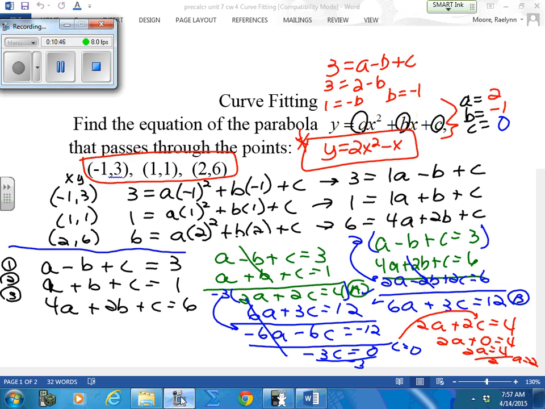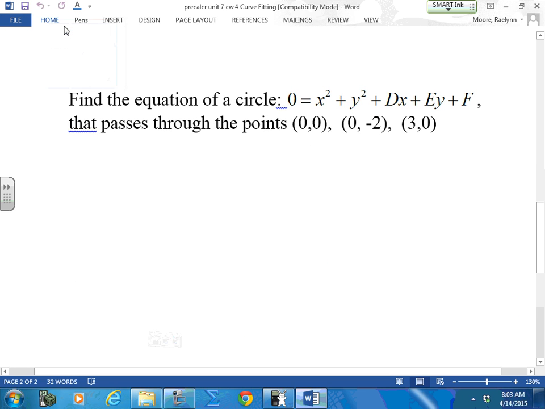So, systems of equations. Hey guys, just a few more minutes. Okay, now we have an equation of a circle. And this is the standard format for a circle, and it passes through these 3 points. So we're going to do the same exact thing that we just did with your parabola, only we're going to do this with your circle. So we're going to put these points down here.